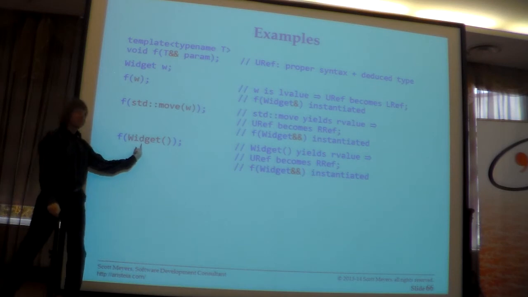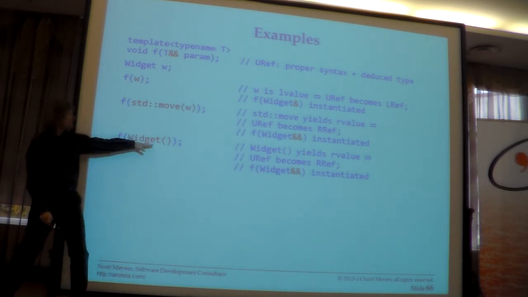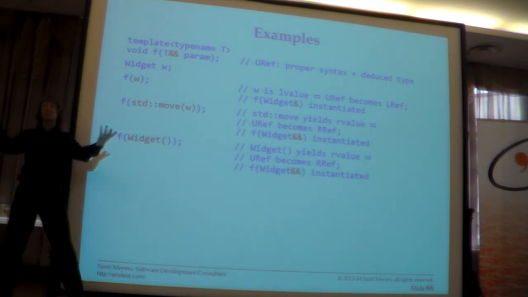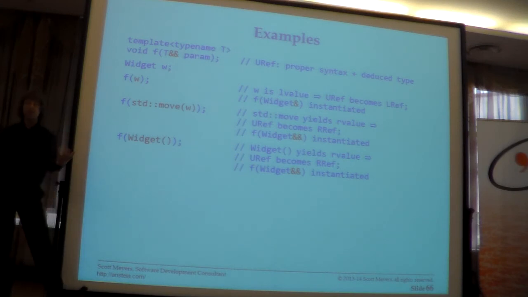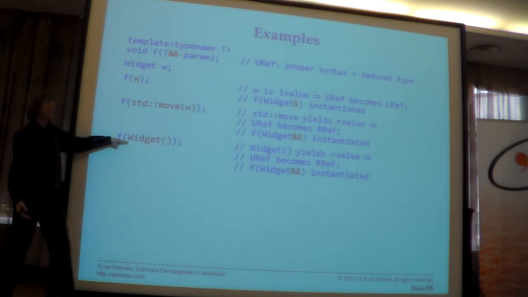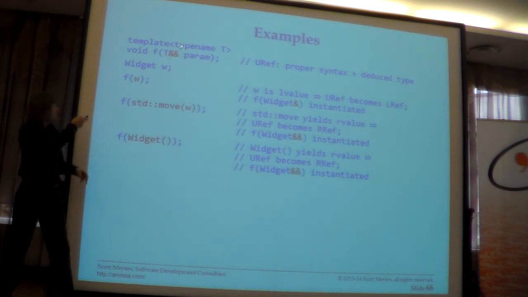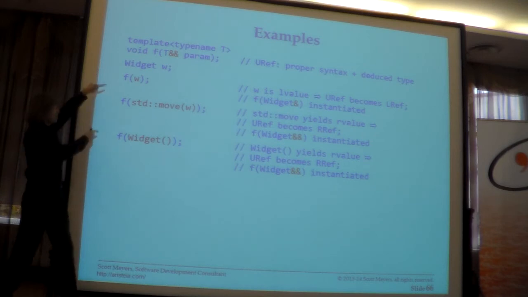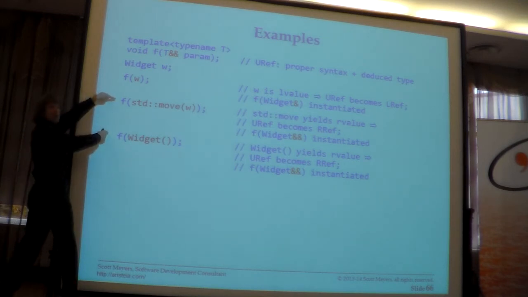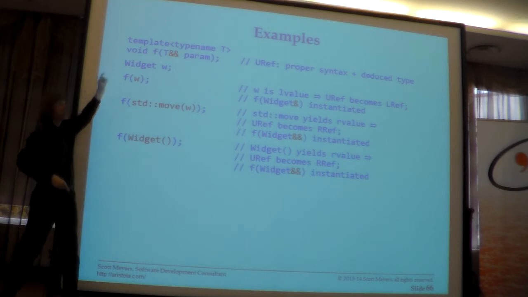If I call f of Widget(), this expression, Widget(), creates an unnamed temporary widget object. No name, you can't take its address, can't bind a reference to it. The result of this temporary is an R value. As a result, it instantiates this template with Widget&&. These two calls call the same function. That calls a different function.